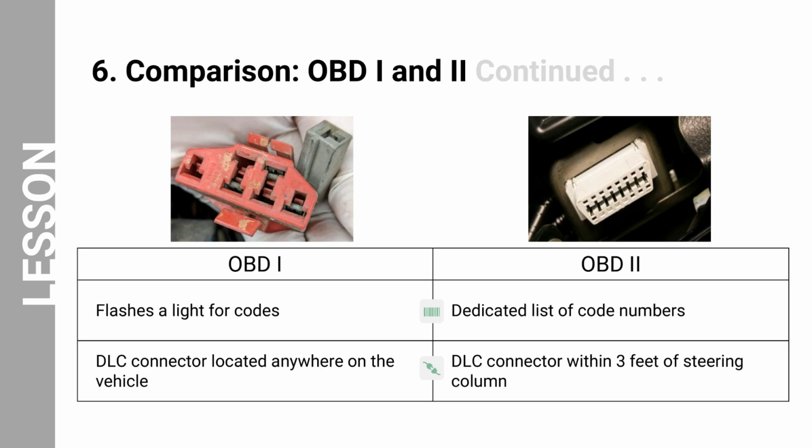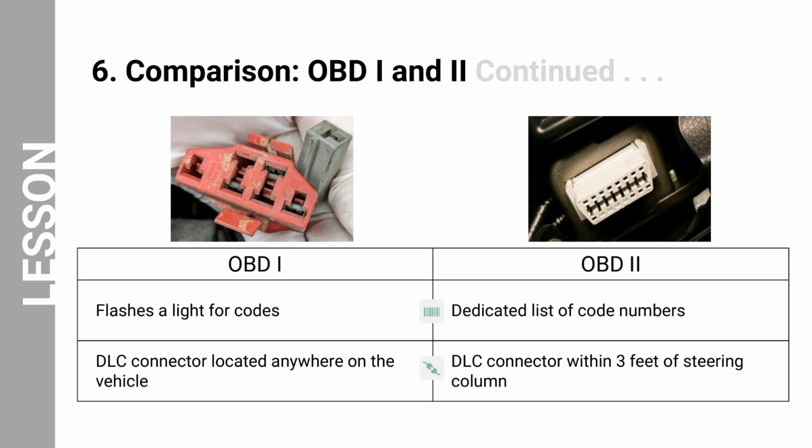Let us continue comparing OBD1 and OBD2. OBD1 systems relied on a flashing light to communicate DTCs. When a malfunction occurred, the OBD1 system would cause the check engine light to flash in a specific pattern, indicating a corresponding code. Technicians had to count and interpret the flashes based on the manufacturer's code tables. On the other hand, OBD2 introduced a dedicated list of standardized code numbers. When a fault occurs, the OBD2 system generates a specific diagnostic trouble code, which can be read using a diagnostic tool. This standardized list of codes makes it easier for technicians to identify and diagnose issues accurately.